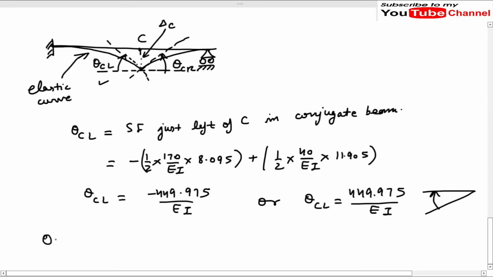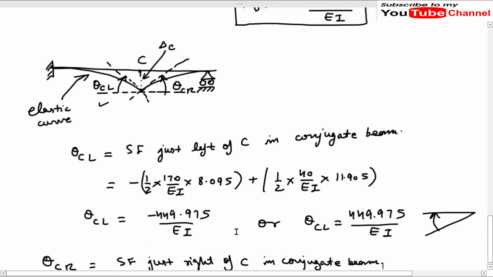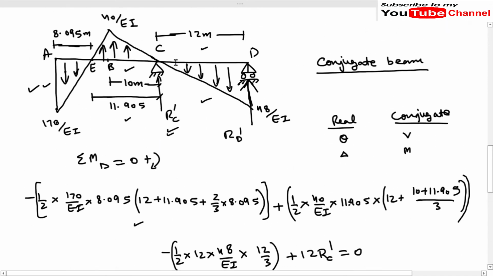Now we will find out the slope just right of internal hinge at C. So it will be equal to shear force just right of C in our conjugate beam. Okay, now when we were considering the shear force just left of C, we have only two loadings. First due to this triangle AE, and the other one due to this triangle which is acting on the segment EB.